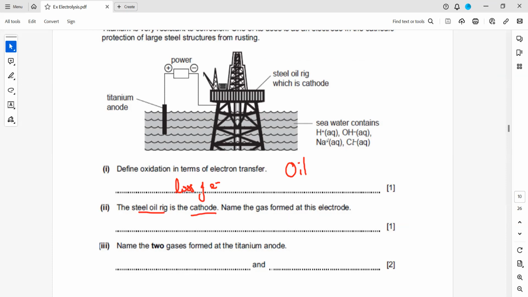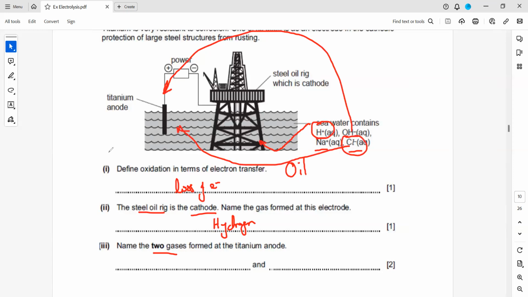Name the gas formed. At the cathode we have sodium ion and hydrogen ion. So hydrogen ions will move towards the cathode. So there will be hydrogen, because the less reactive ion will move. Two gases, because it contains hydroxide and chloride. So hydroxide ions will move towards the anode and chloride also moves towards the anode. And when hydroxide moves, we don't say hydroxide, we say oxygen gas will be there. And when chloride ion moves, there will be chlorine gas.